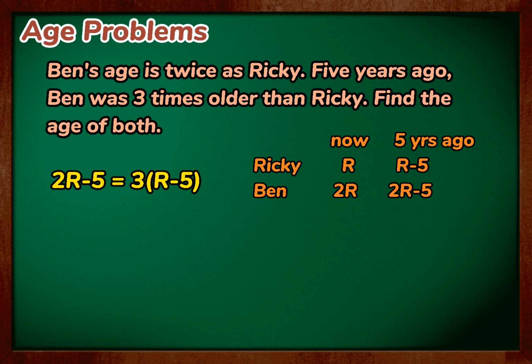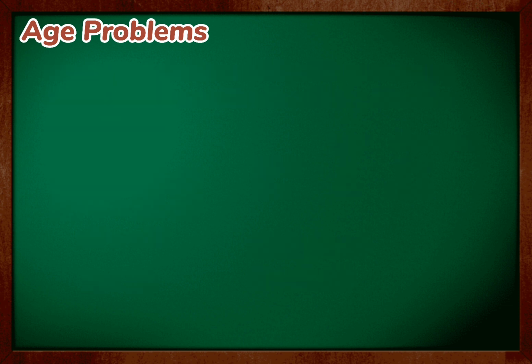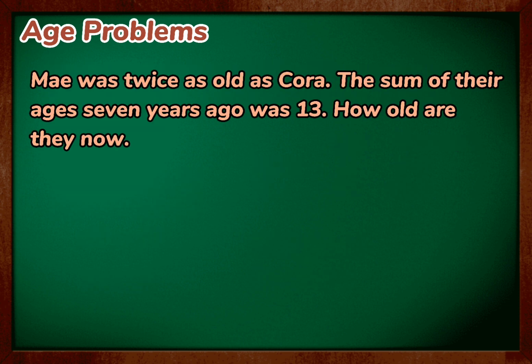Solve the equation. That's 2R minus 5 equals 3R minus 15. Transpose. That's 2R minus 3R equals negative 15 plus 5. So negative R equals negative 10, divided by negative 1. R is 10. So the age of Ricky is 10. And the age of Ben, which is 2R, is 2 times 10. He is 20.